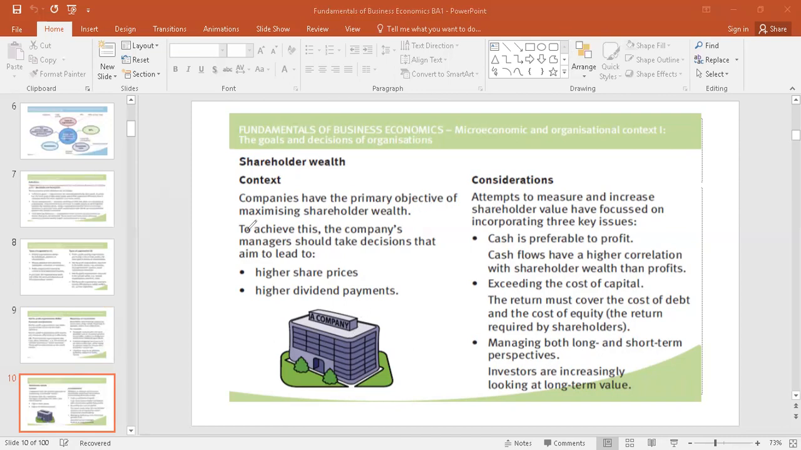Companies have the primary objective of maximizing shareholders' wealth. One of the objectives of financial management is to ensure that the profit earned for the shareholders is maximized. At a broader sense, it is the wealth which has to be maximized. To achieve this, the company's managers should take decisions that aim to lead to higher share prices and higher dividend payments.